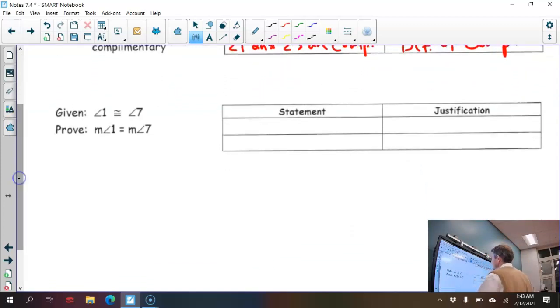Next one. These short ones are almost confusing because they're too easy. All right, it's given that angle 1 is congruent to angle 7. Let's write that in. Angle 1 is congruent to angle 7. And I know that's true because it was given. All right, I want to prove that their measures are equal. Okay, well, now that I've said they're congruent, do I have enough information to say their measures are equal? I do. I can now say the measure of angle 1 equals the measure of angle 7.